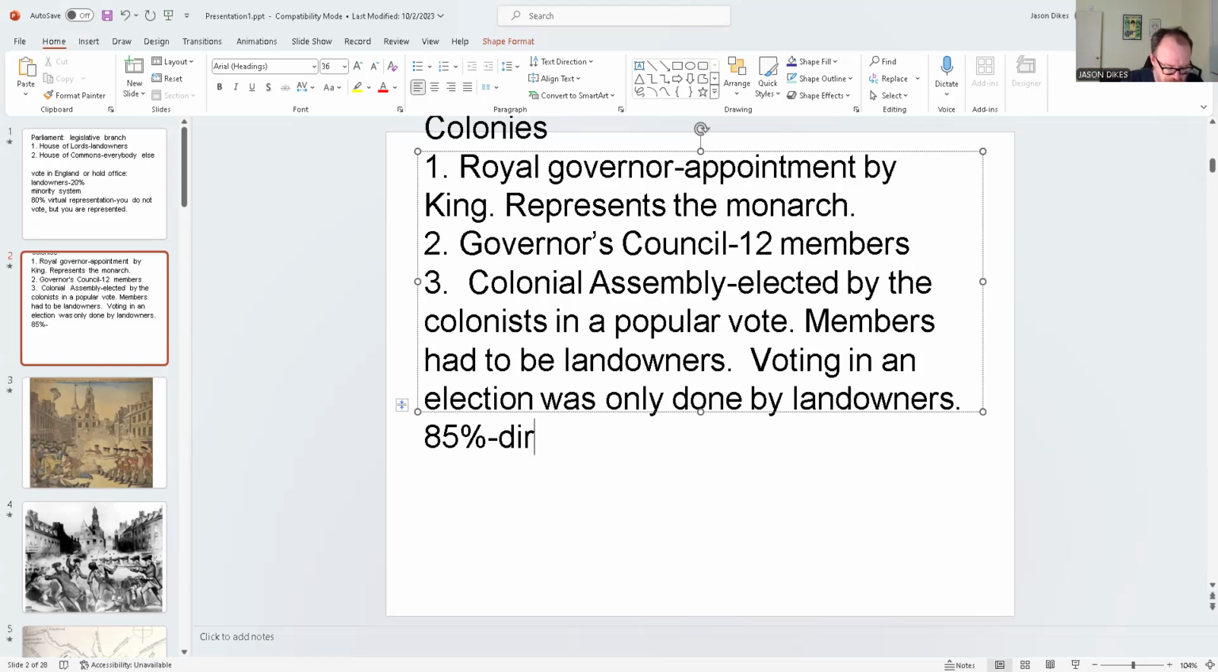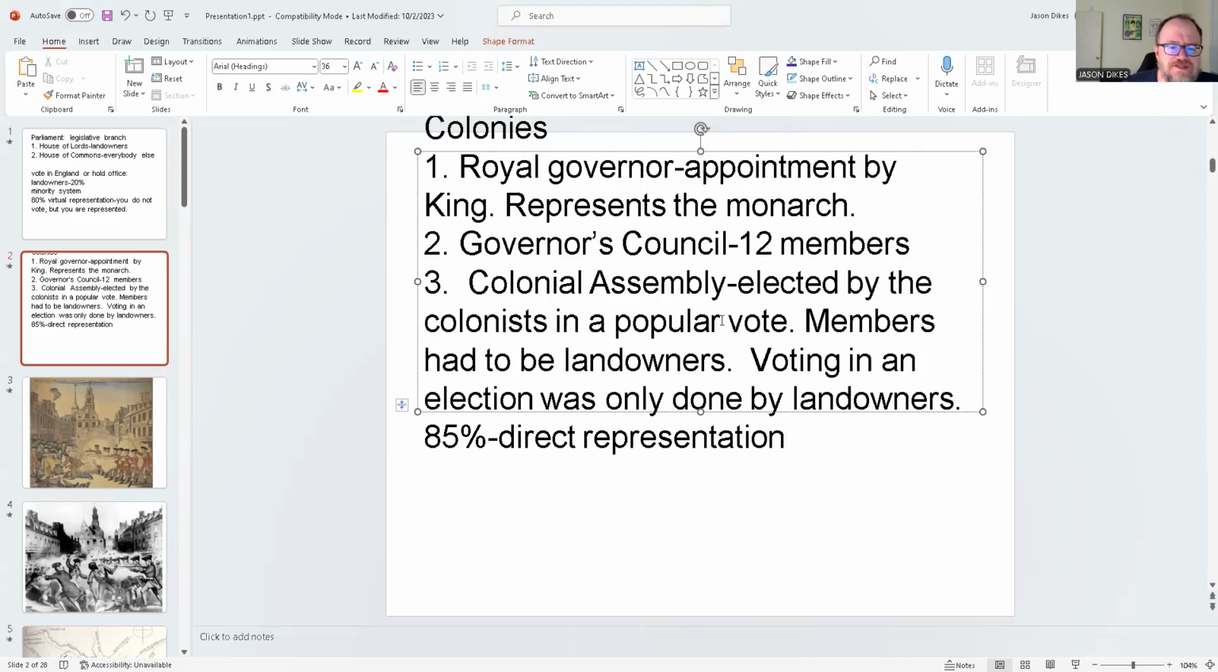So this is what we call direct representation. You vote and you are represented. Okay. So that's the system we have for people over the age of 18 in the United States, as long as they're registered to vote and are not a felon in some states or currently institutionalized.